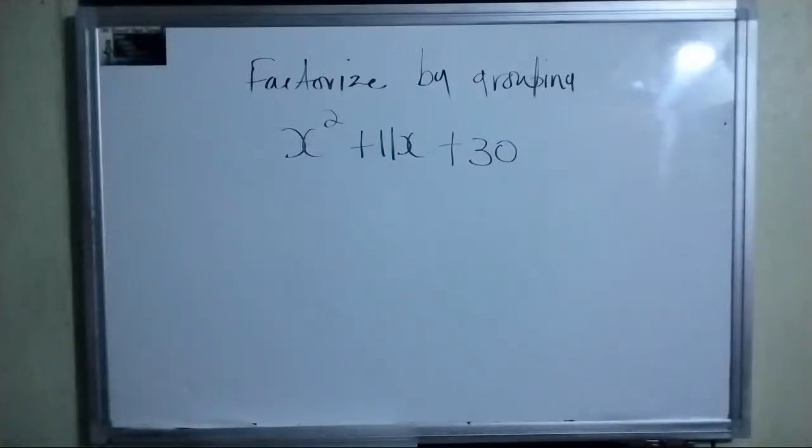Anyone finish? What are the factors? So you multiply A times C, then you list all the factors of the product, and then you see which one can give you 11. Alright? And then you replace it with B, and then you factorize. Just like what we were doing earlier.